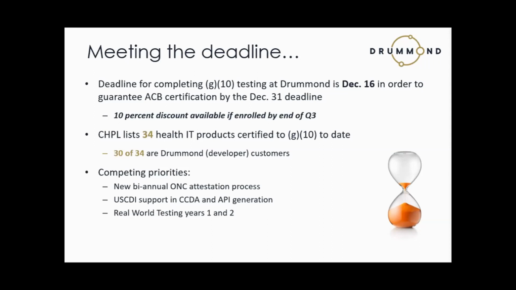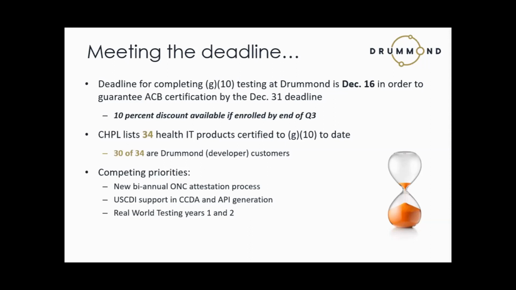To date, as of yesterday, CHPL lists 34 health IT products that are certified to G10. We're fortunate that 30 of those 34 are Drummond developed customers. But what that does leave room for is there are many more that have yet to certify. So it's imperative, as the deadline is approaching, that you understand and frankly make haste to ensure that you schedule your compliance and certification efforts, as well as your efforts to prepare your platform to be made available to your customers.